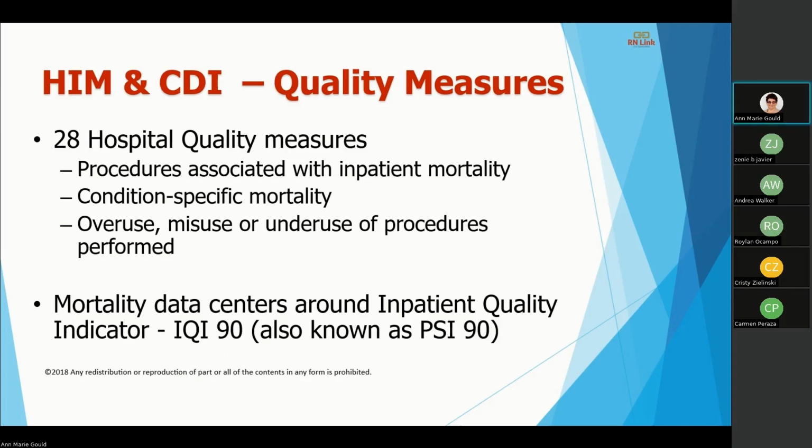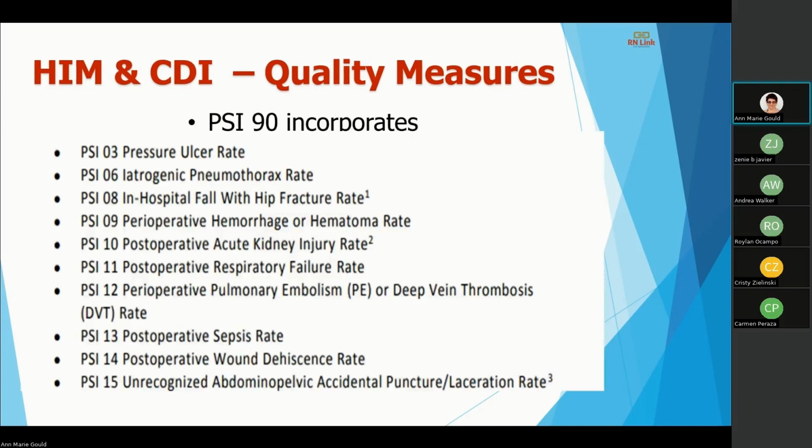Now, your mortality data centers focus around the inpatient quality indicator, also known as IQI 90. This is also known as PSI 90, and PSI 90 is Patient Safety Indicator 90. From a CDI perspective, we want to keep an eye on these. This is from patient safety. We want to incorporate the PSI 90s, the PSI 3, 6, 8, 9, 10, 11, etc. Some of these are also listed on the hospital acquired conditions, or your HACs. So that's why we take a look at all this stuff.